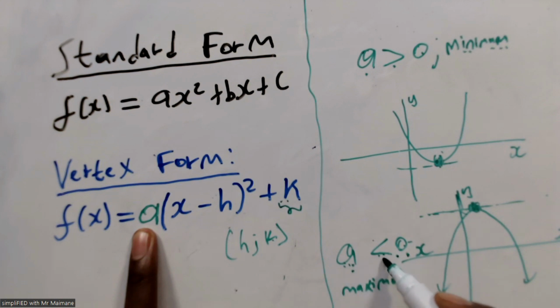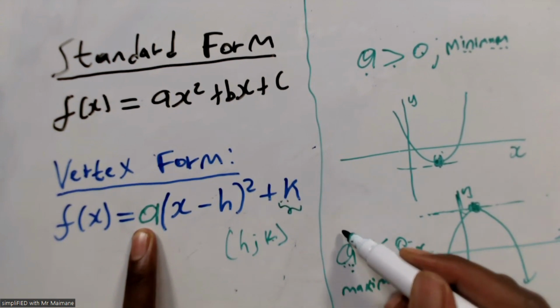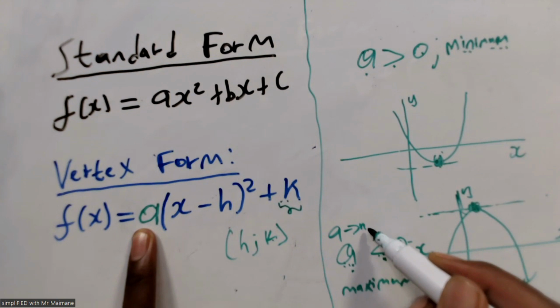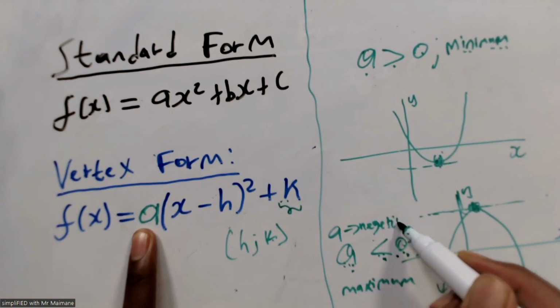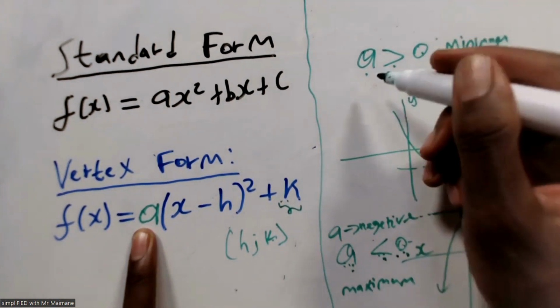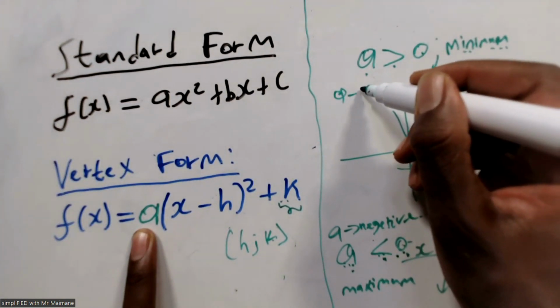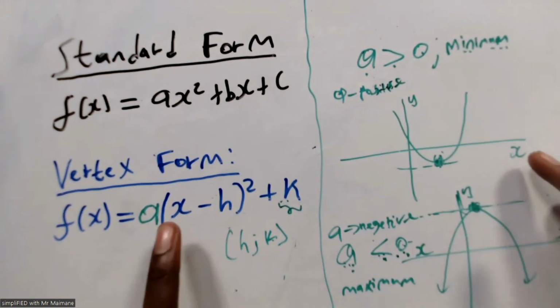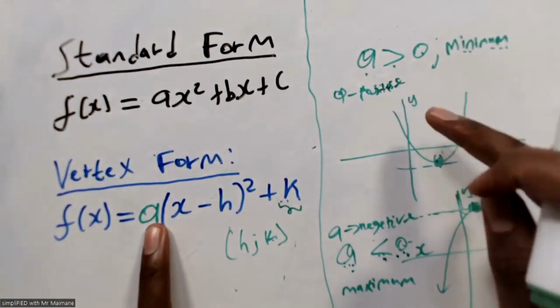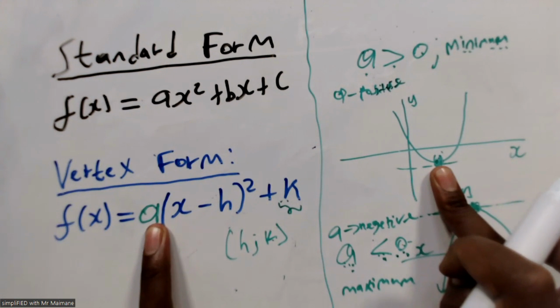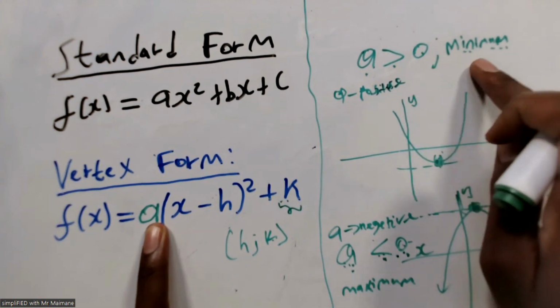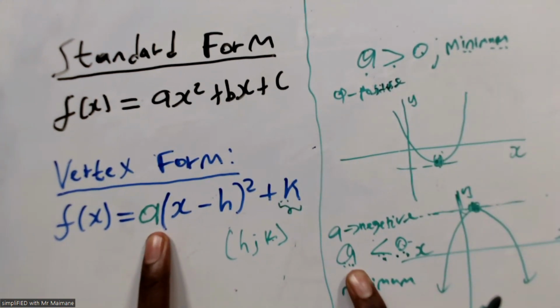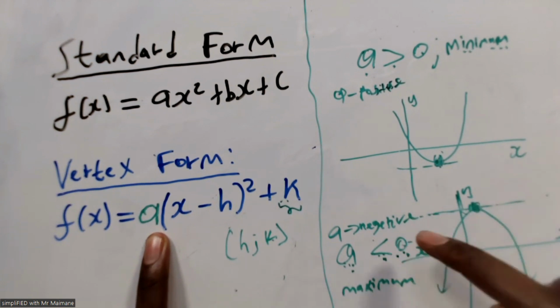So when A is less than 0, we have a maximum. So again, A less than 0 just means that A is negative, and A greater than 0 just means that A is positive. That's what these things mean. So for cases where A is a positive number, the vertex is a minimum, like that. For cases where A is a negative number, the vertex is a maximum.